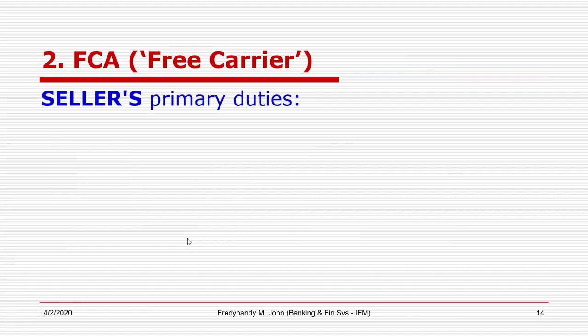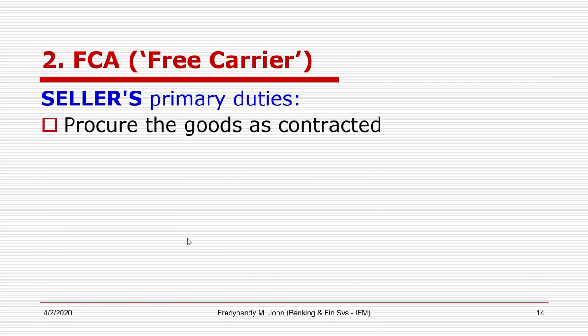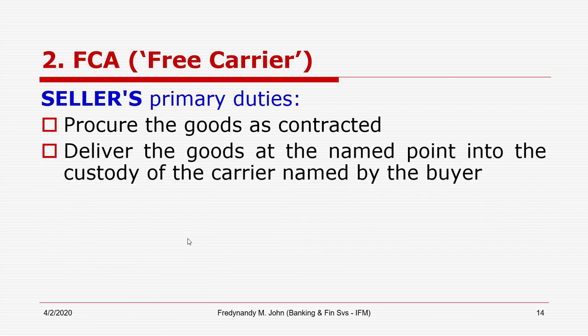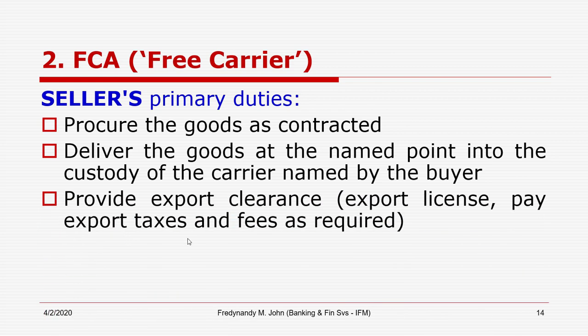The Incoterm Free Carrier provides the following responsibilities to the seller. Number 1, the seller will be responsible to procure the goods as contracted or as he has promised the buyer. Number 2, to ensure that the procured goods are delivered into the custody of the carrier. However, this carrier will be named or nominated by the buyer. So that's to say that this Incoterm requires the seller not to pay for freight, because this will be done by the buyer, who will also nominate this particular carrier to the seller.